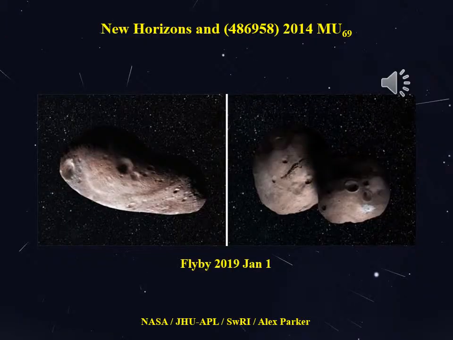Is it one elongated blob? Or is it binary? Is that the shape of it? Is it like comet 67P? So it will be flown by on New Year's Day.